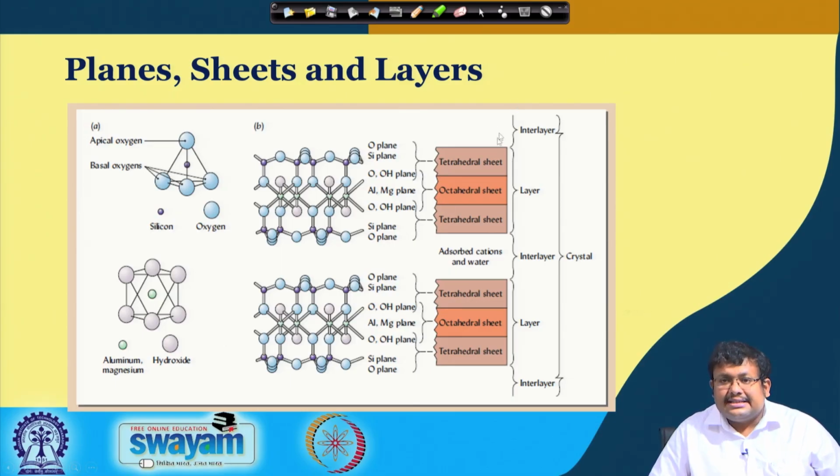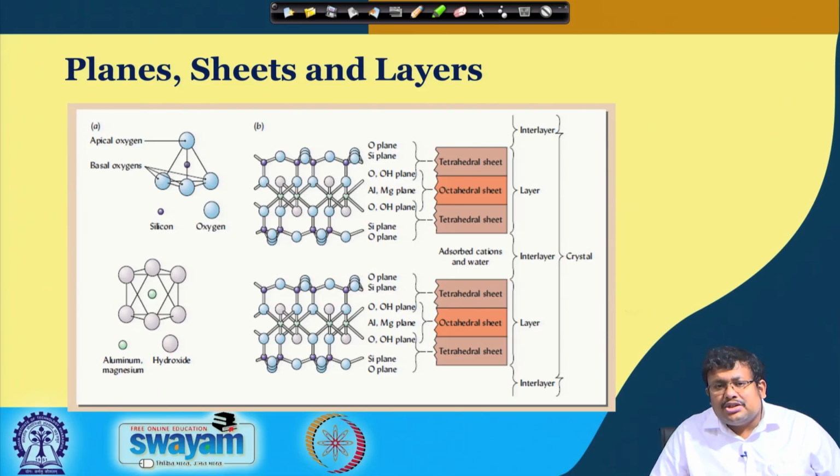Now, in the clay crystal, this individual layer is repeated several times, thousands and thousands of times. So, this individual layer will be stacked over another individual layer, and ultimately they will create this clay crystal, and the space between these individual layers is basically known as the interlayer space, and this interlayer space is the area where they absorb different types of cations and water. So, this is the basic structure of a clay mineral, 2:1 type of clay mineral.